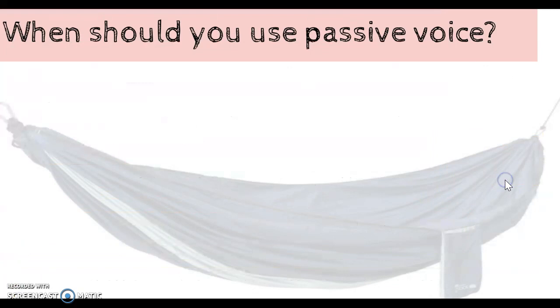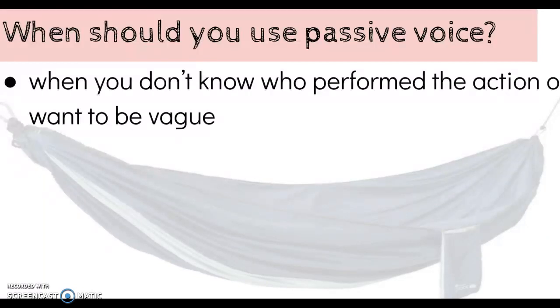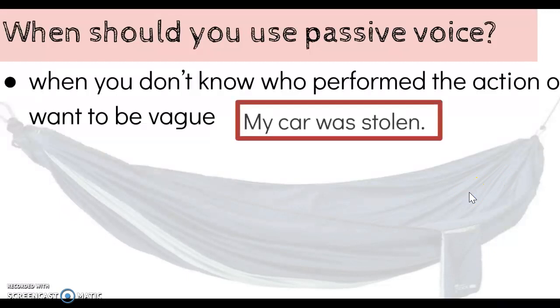So now let's look at why or when you should be using passive voice, because primarily your focus should be on active. When you don't know who performed the action, or you want to be vague about the action. So for example, my car was stolen. I don't know who stole the car, or maybe I don't want to tell who stole it. I'm trying to be vague. So the car is the subject, and the action that's being done to the car was stolen. It has that helping verb was.